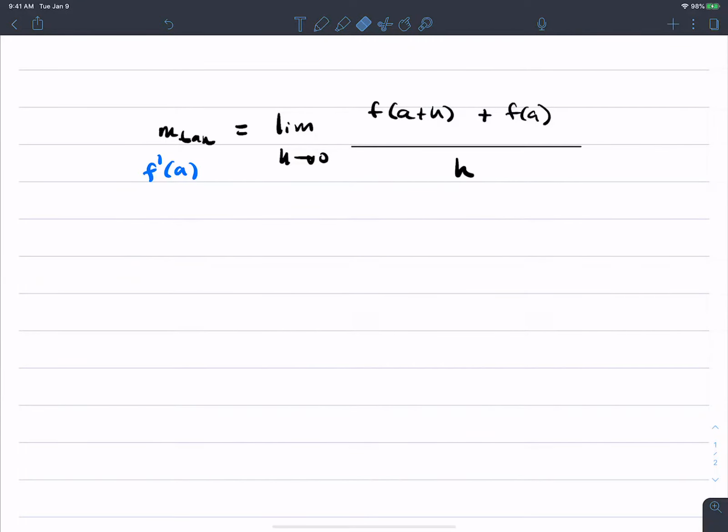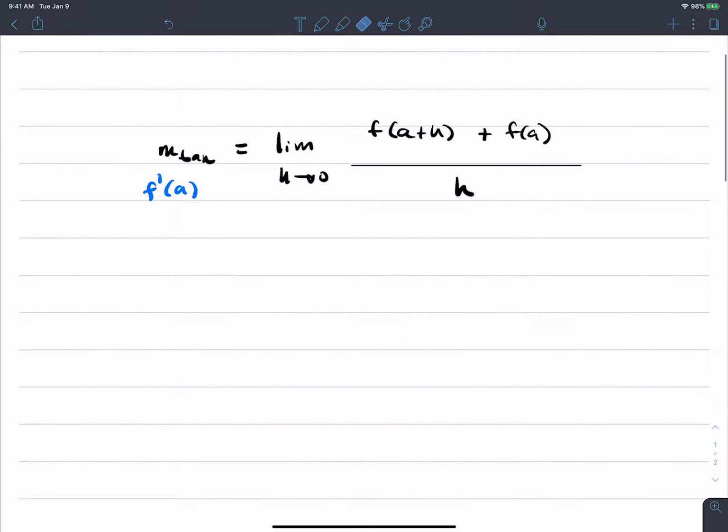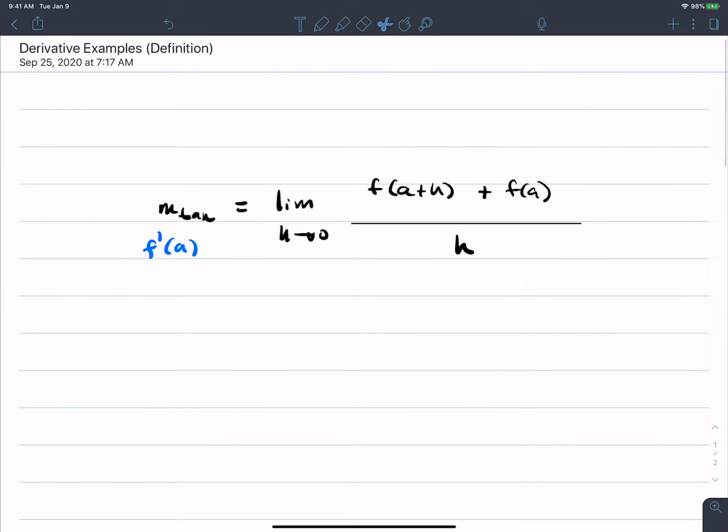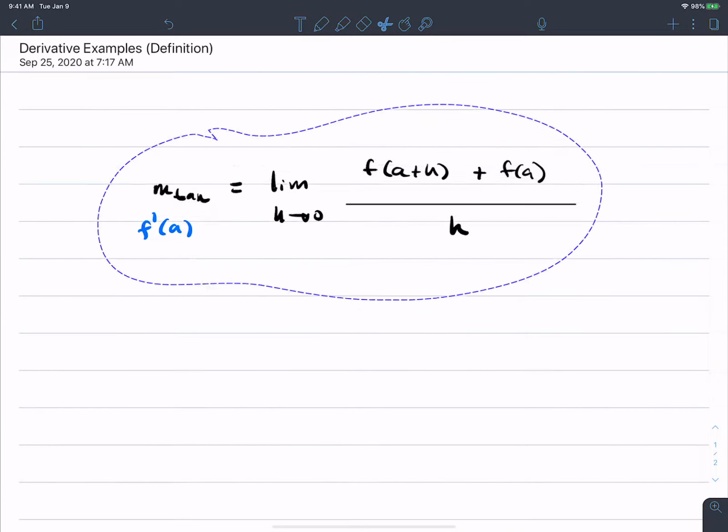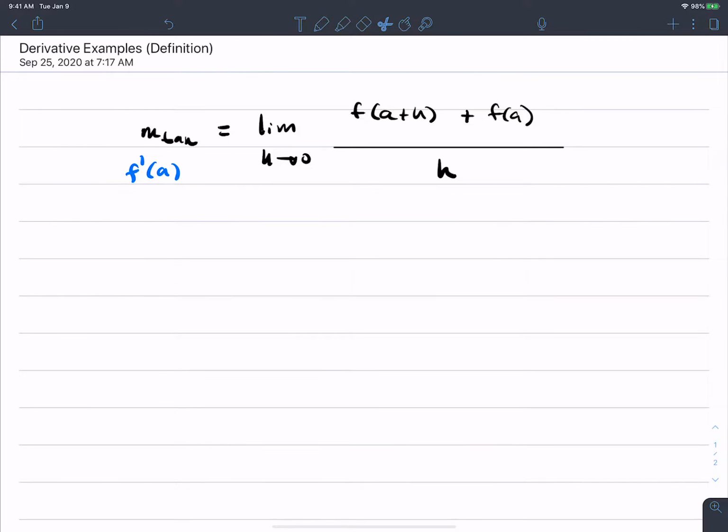And I'm actually going to look at some questions from my worksheet here. So this is where we're at. We're going to look at some questions from the worksheet. I said I was going to give you guys some extra examples. So here they are. And we're going to call this here f prime at a.